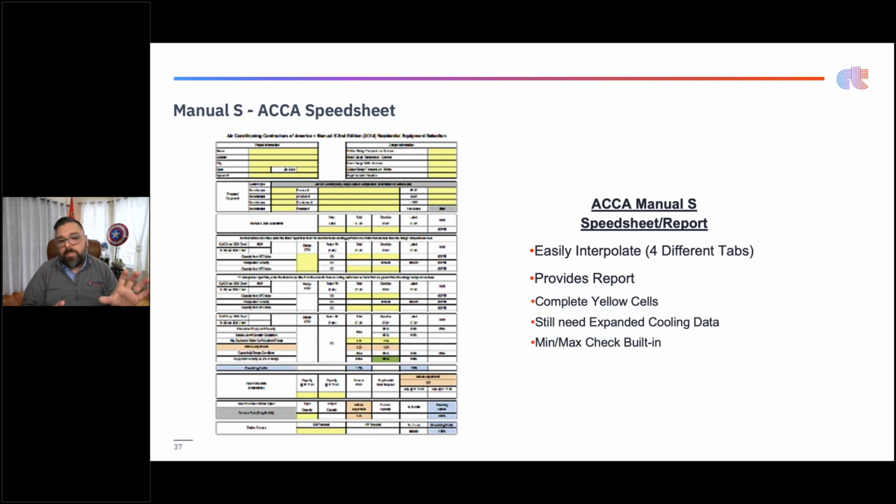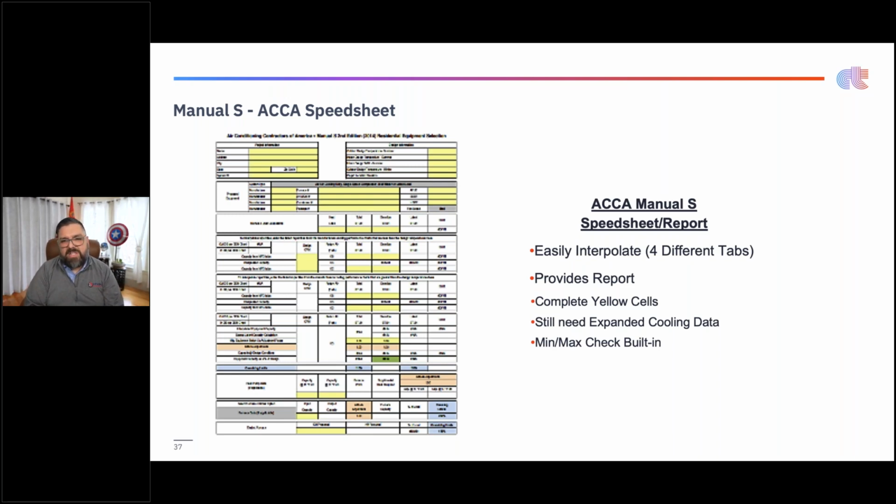So line 11 is a drop down, select the right system so that all these cells work for you. If it doesn't meet the max and the minimum of Manual S when you type in the performance data, the cells will go red. If it does meet it, it'll go green, and you can print this off and give it to your building inspector as Manual S, right? Keep in mind, you'll still need to provide the expanded cooling data to prove that those numbers are real. And then really, you're just using this to speed up the math, but making sure it meets the code, right?